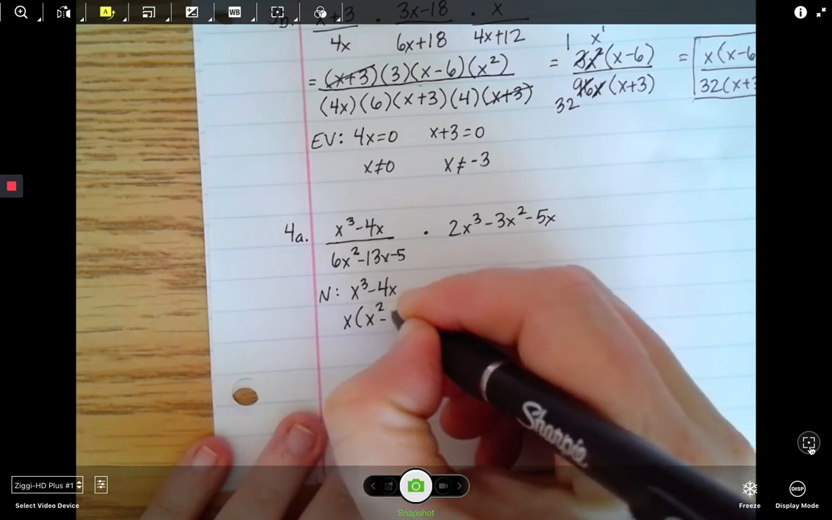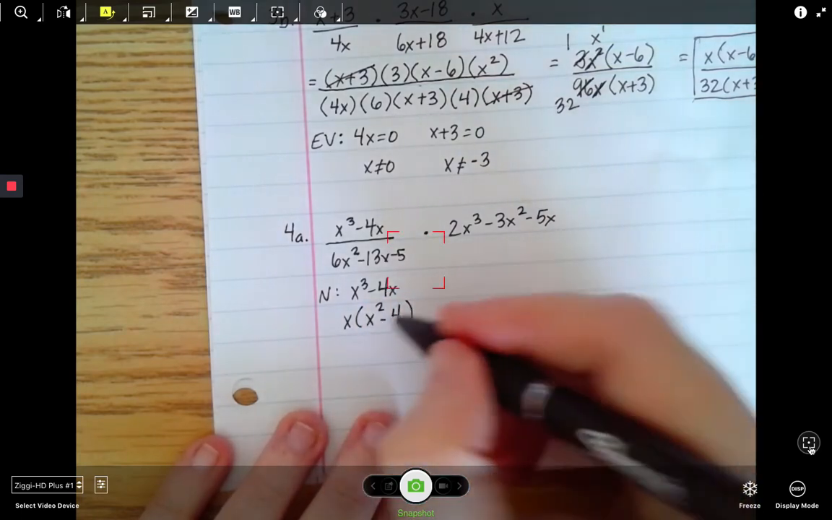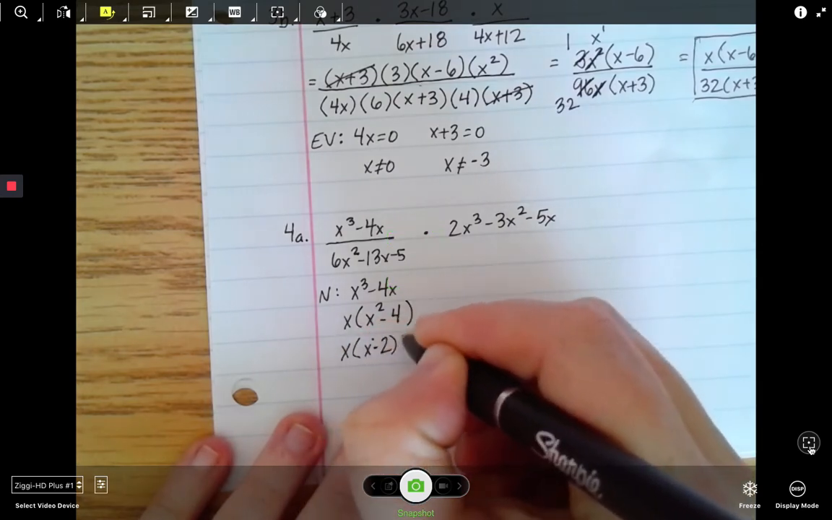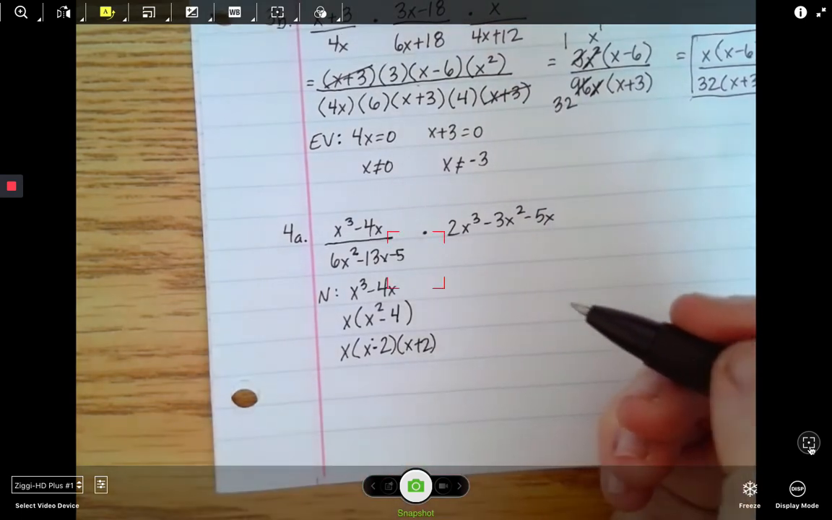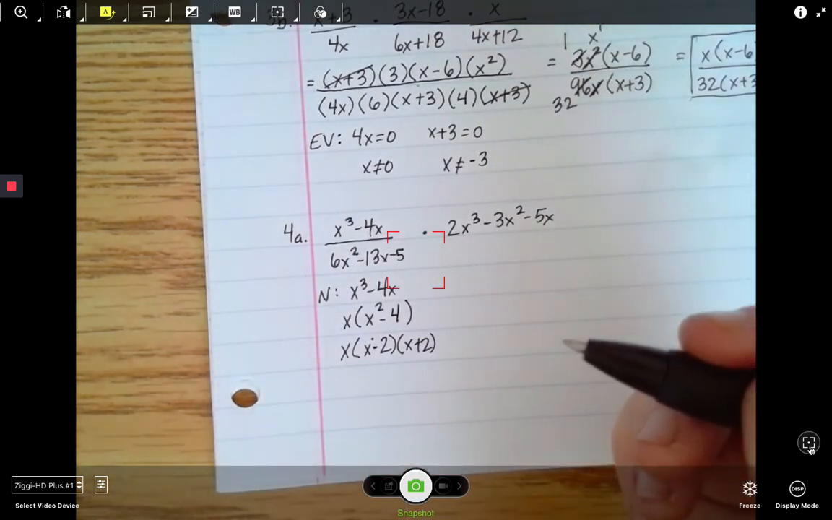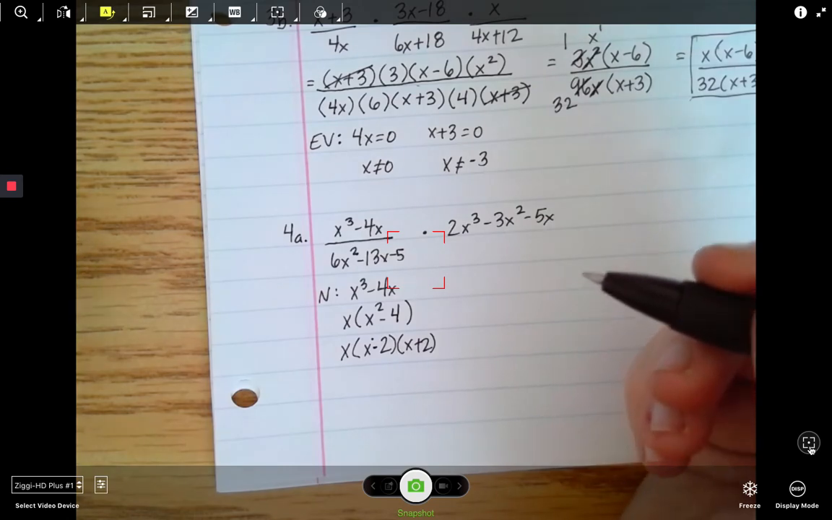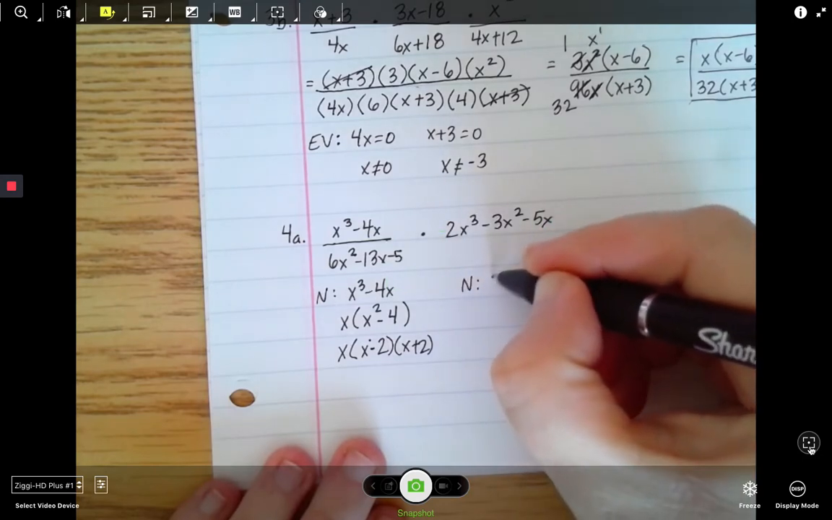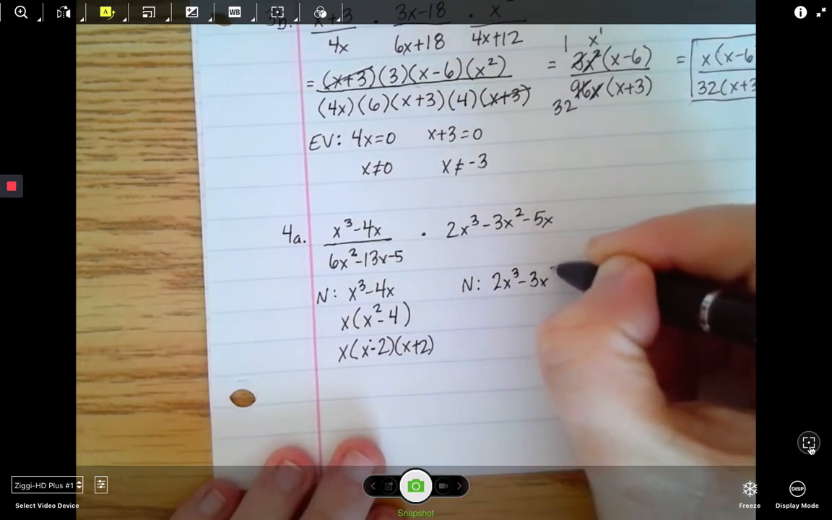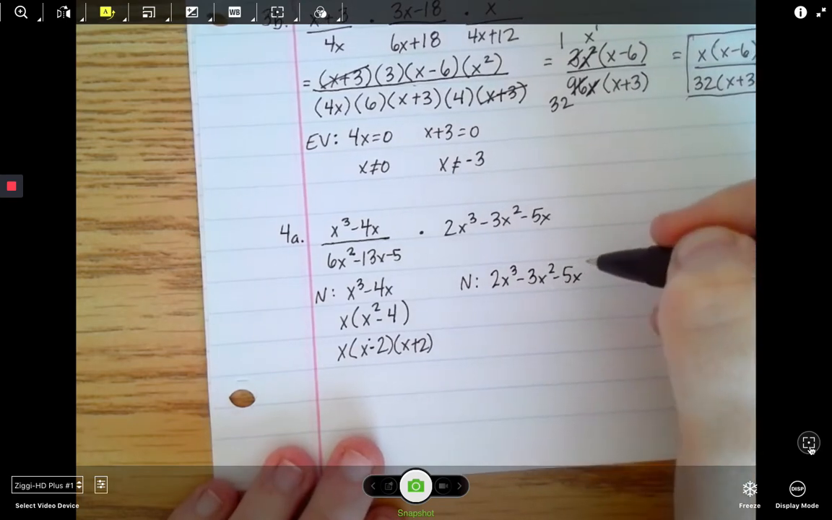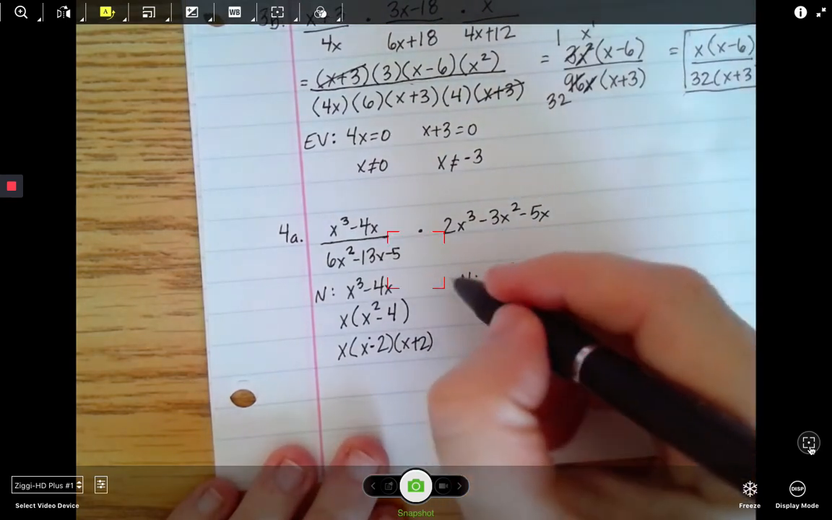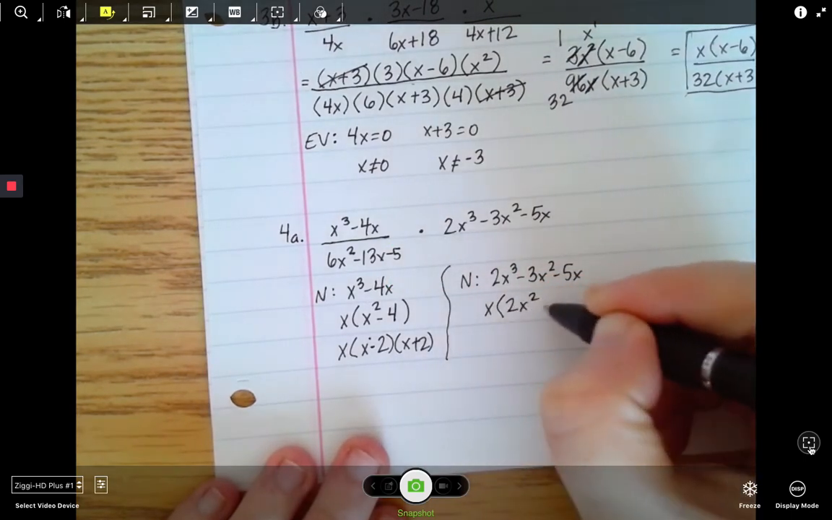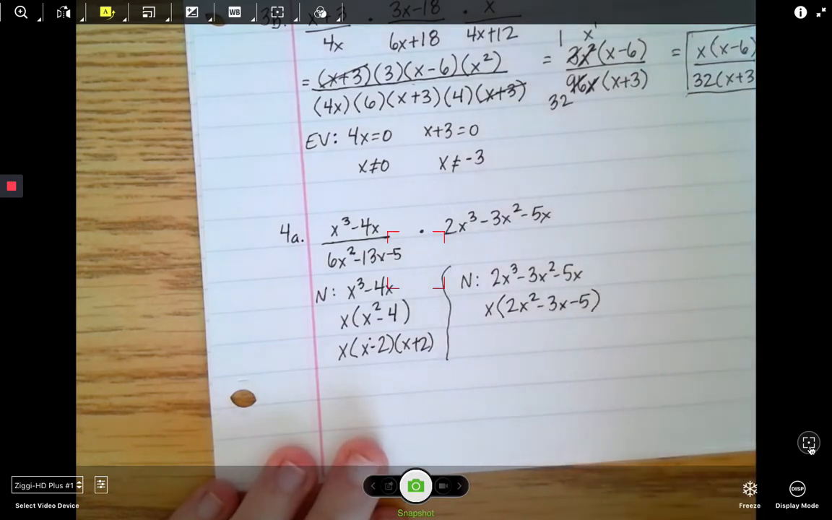Alright, so I factor out an x first. I notice this is the difference of squares, so it factors into x minus 2 times x plus 2. Then I've got 2x cubed minus 3x squared minus 5x, which is x times 2x squared minus 3x minus 5.